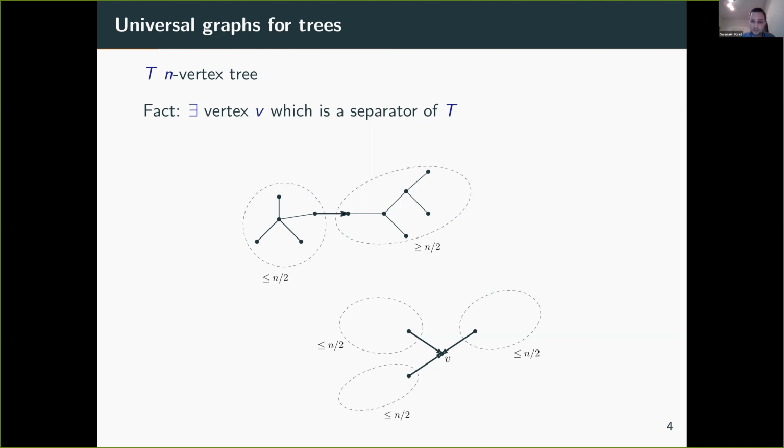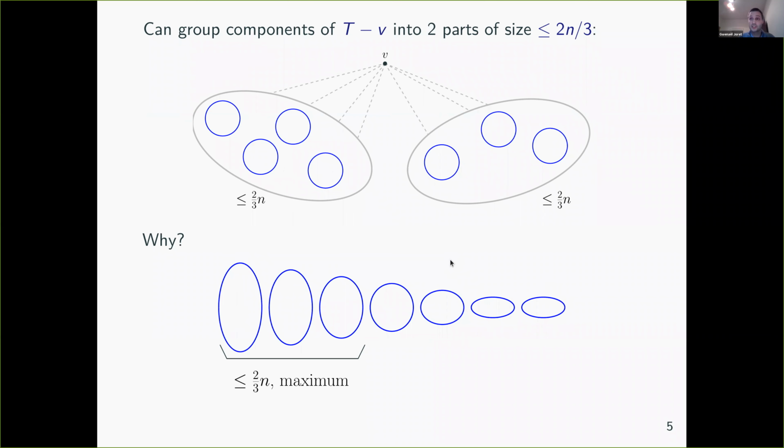So why is that? Well, look at that sink. Let's call it V. Then when you remove it, every component will have size at most n/2. And now it's only a matter of arranging them into two sets of size at most 2/3 n. One way to do this is to order the components in non-increasing order of sizes. And then for the left side, you take the first component and then you take as many components in order, but respecting the upper bound of 2/3 n. So you will definitely take at least one component since the first one is of size at most n/2.